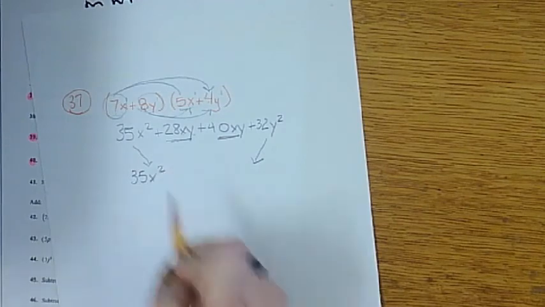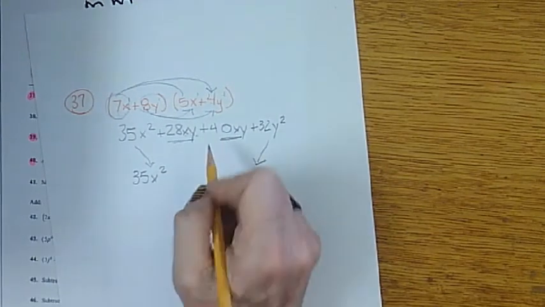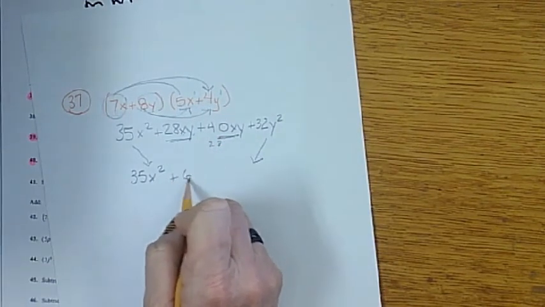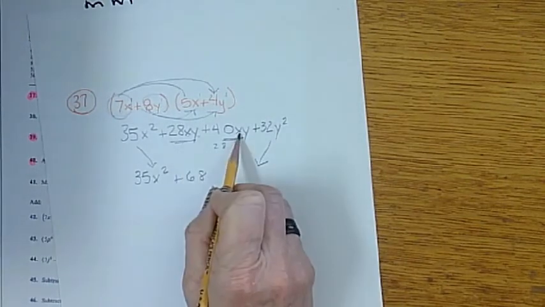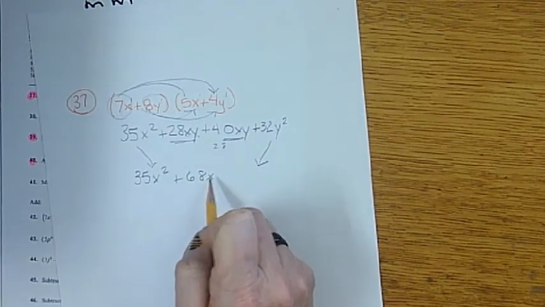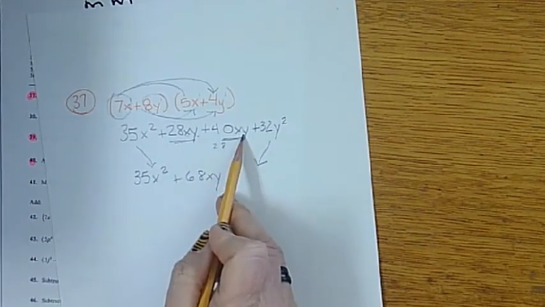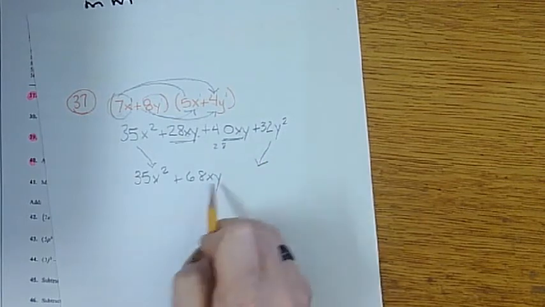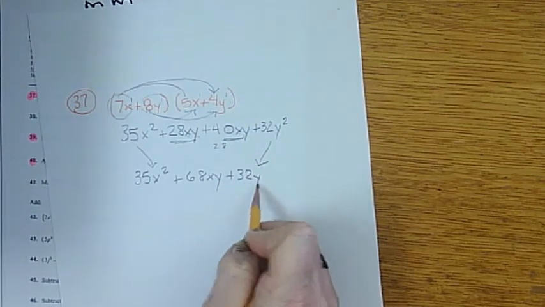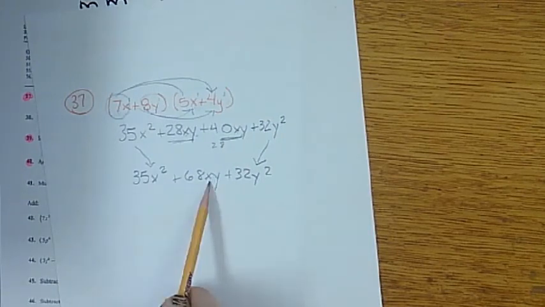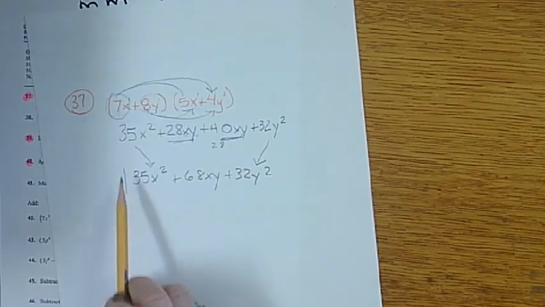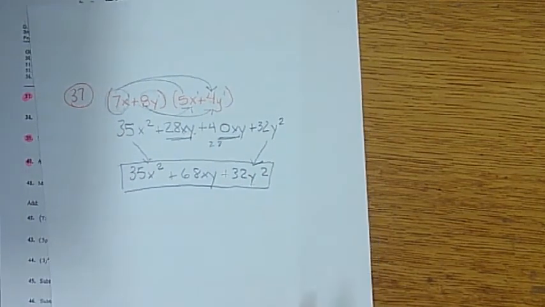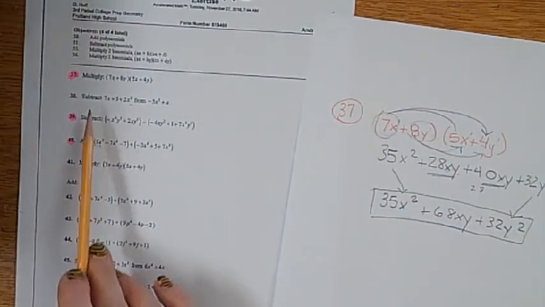Okay, so the 35x squared stays the same. Okay, but you're going to add these two numbers. Okay, so that would give me 68. And when we add, remember, we don't do anything with the variables. Okay, that's only when we multiply. When we're adding, we just look for like terms and we combine the numbers that are in front. So that would be 68xy. And then just bring this one down. Okay, so now we are done because none of these are like terms. So we can't go any further with adding and subtracting. Okay, and you're done.